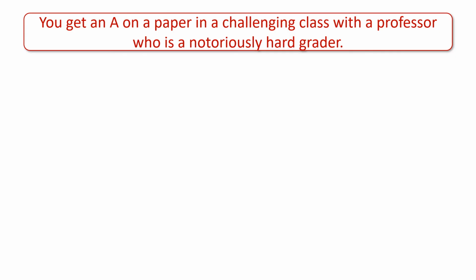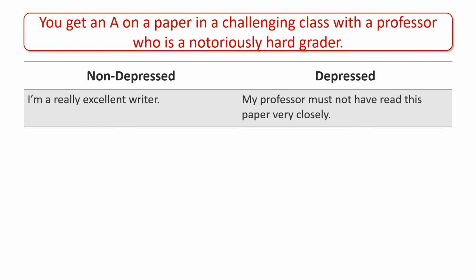To illustrate this, we can look at examples of the kinds of attributions depressed and non-depressed individuals might make for different kinds of events. So let's start with a positive event. You get an A on a paper in a challenging class with a professor who's a notoriously hard grader. An individual who is not depressed might have an attribution or an explanation where they think, I'm a really excellent writer. So this is internal, it's about them. It is stable. Being an excellent writer is a stable characteristic of the self. And it is global. It's not just that they were good on this paper or in this class, but being an excellent writer is a skill that might generalize in other contexts.